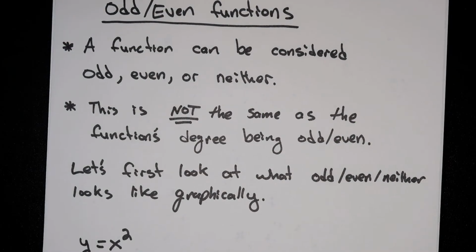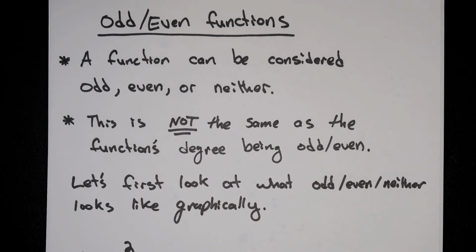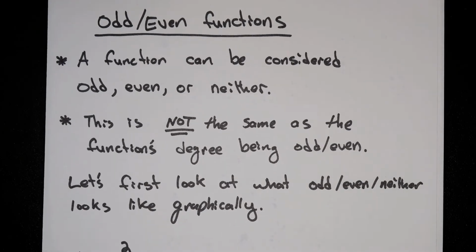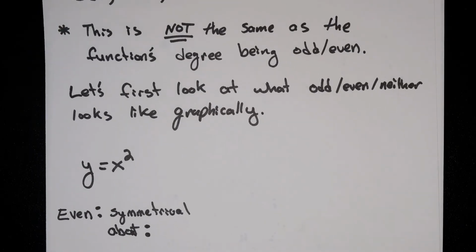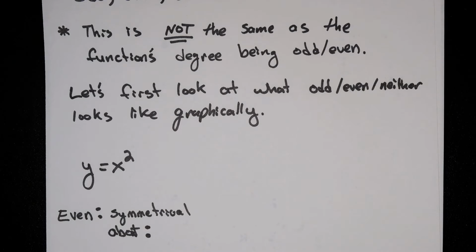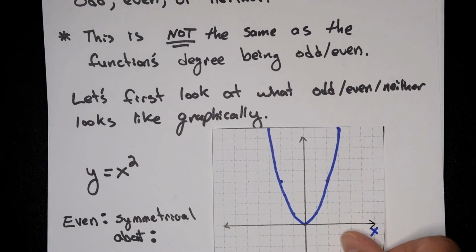So it says a function can be considered odd, even, or neither. And this is not the same as the function's degree being odd or even. All right, let's look at first what odd, even, or neither looks like graphically. So for instance, if we have just x squared, here's our graph of x squared.